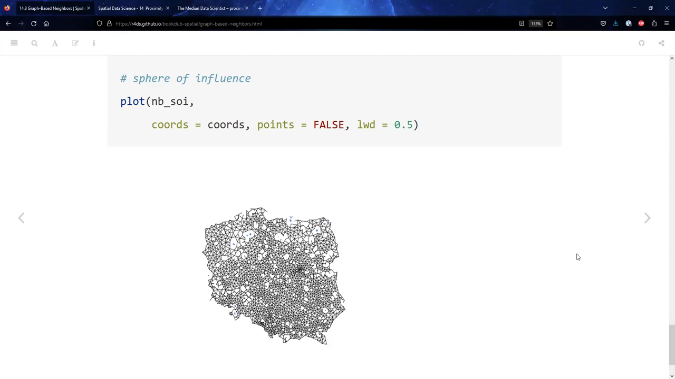In that case, I can say zero.policy equals TRUE, which allows us to calculate all of these network things with the consideration of these zero neighbors.